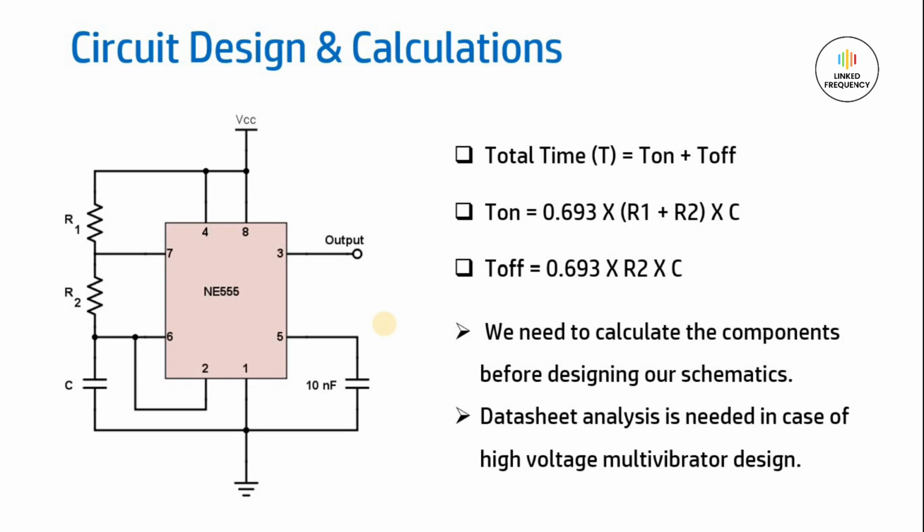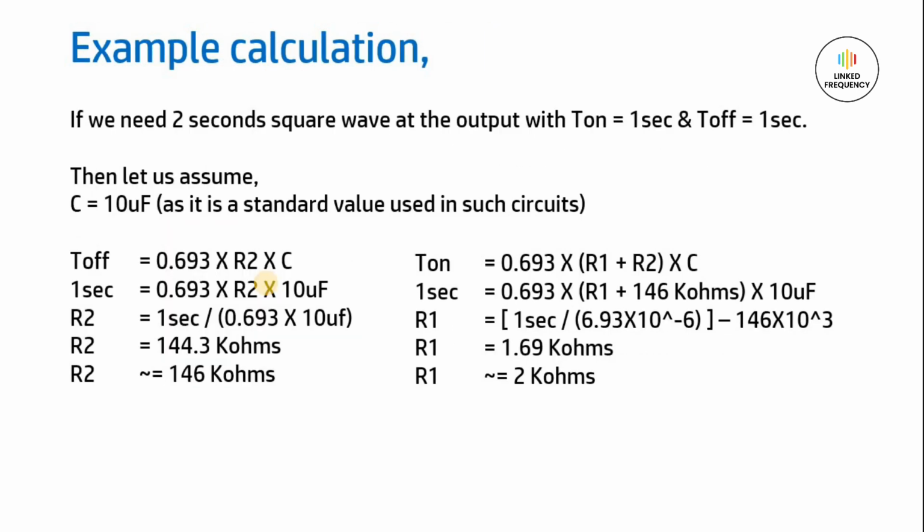Here we need to understand that datasheet analysis is very essential if you are designing a high voltage Astable multivibrator, for example, 24 volt DC. Because at that time, you need to select a specific part number IC which is suitable for 24 volt DC with the current rating that you are expecting. Now let's jump into the calculation part. This is very simple once you understand, nothing so complicated. So just try to understand the concept here.